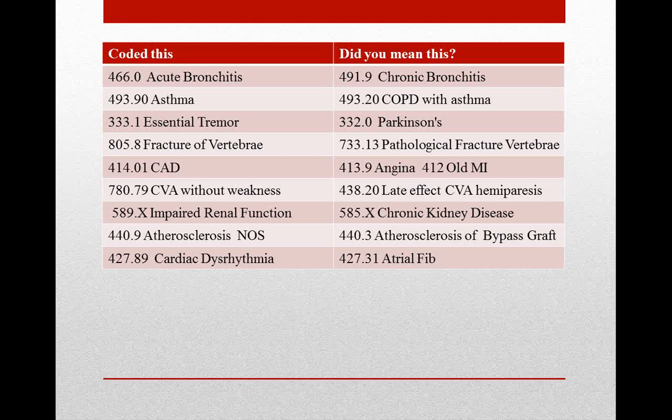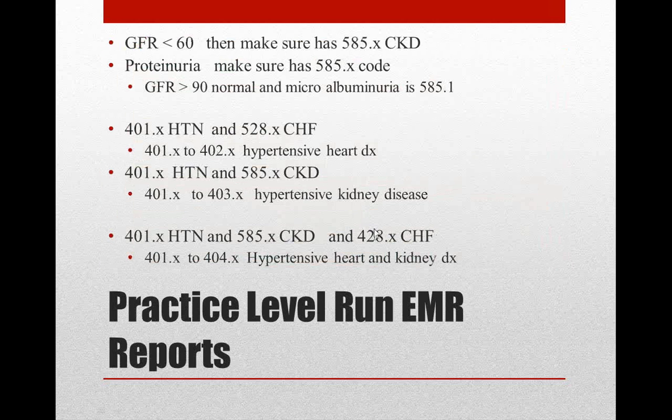So, if you're coding acute bronchitis, you want to make sure, did you really mean chronic bronchitis in the patients that have COPD, or same thing with asthma? You know, a tremor that turns into Parkinson's, are you still coding the tremor, or are you really coding Parkinson's? The tremor doesn't risk adjust, the Parkinson's does. So everything in the right column here risk adjusts, the left column doesn't. Coronary artery disease doesn't, but the angina or old MI does. The CVA without weakness doesn't, but the late effects do. Impaired renal function does, chronic kidney disease doesn't. The dysrhythmia of cardiac does not, but the atrial fib does.